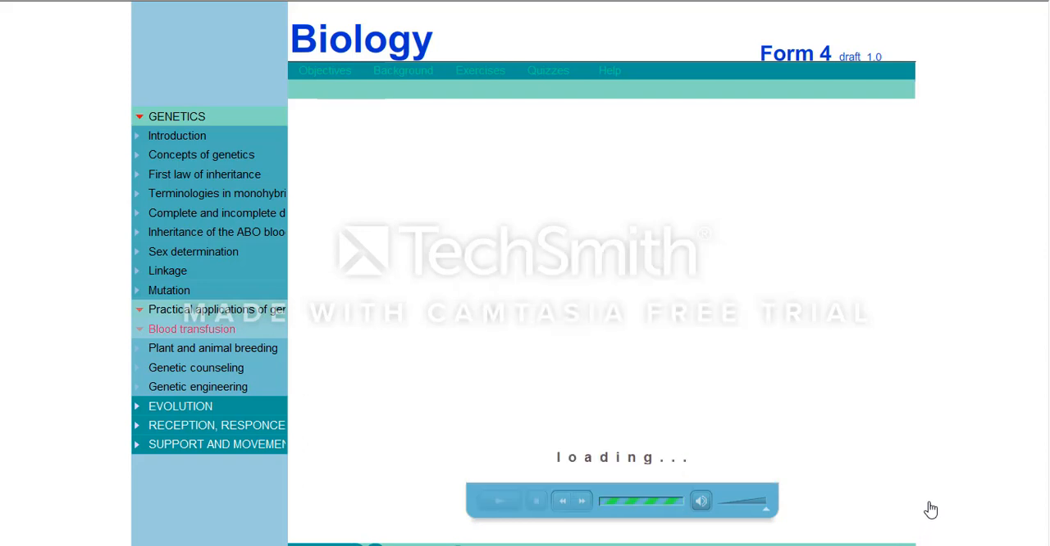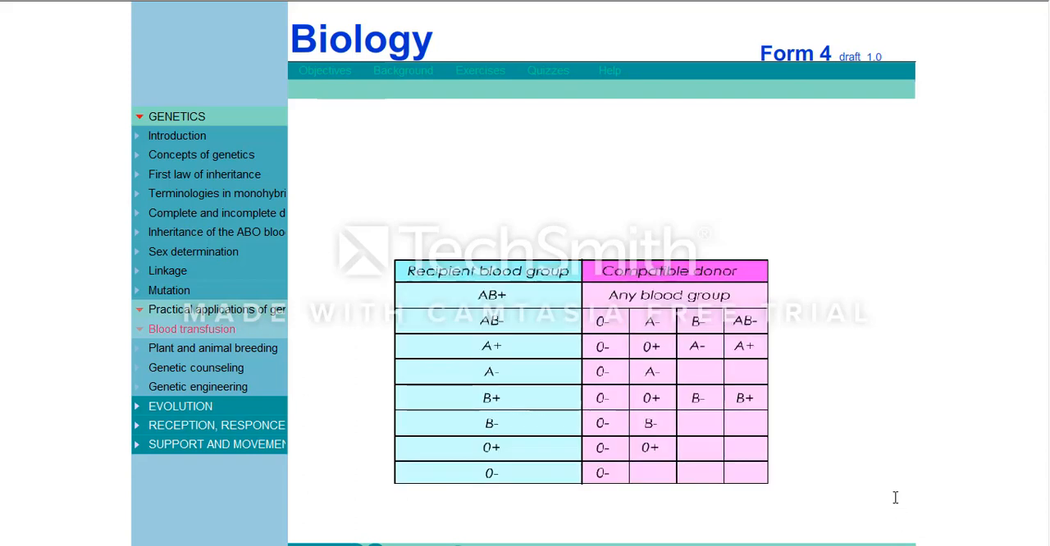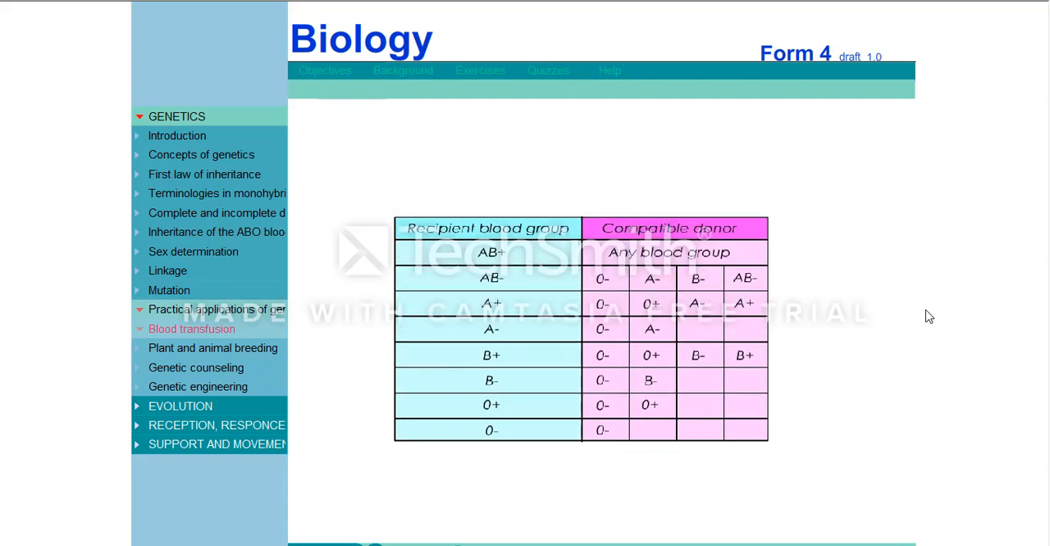Play the video clip below to view the blood transfusion process. For the transfusion to be successful, the donor's blood group should be compatible with that of the recipient. To ensure compatibility of donor and recipient blood group, blood typing is done prior to transfusion. During blood typing, a qualified person tests for both ABO and Rh antigens. A compatibility chart is shown below.